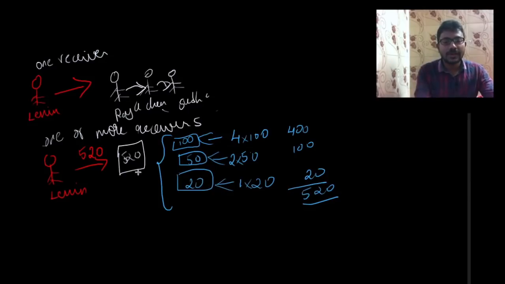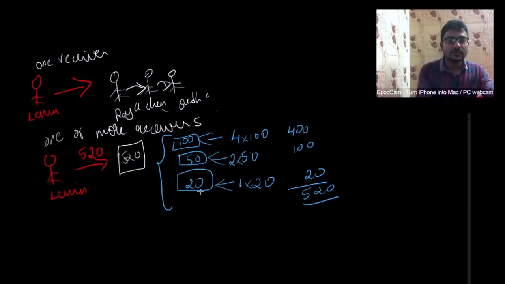So for 520 rupees, the 100 rupees receiver would return 4 into 100, which means 400 rupees. The 50 rupees receiver would serve 2 into 50, which means 100. The 20 rupees receiver would serve 1 into 20, 20 rupees.